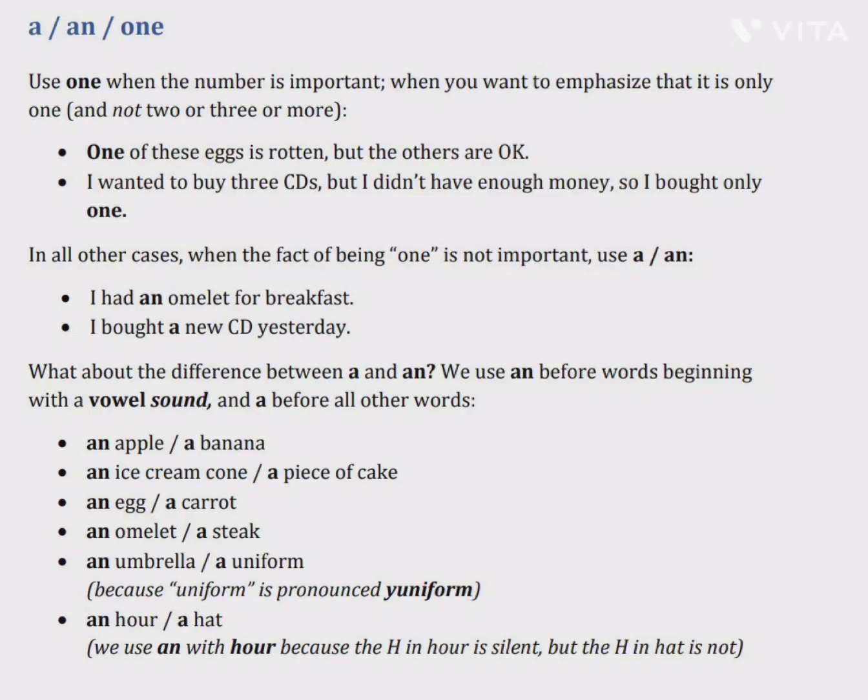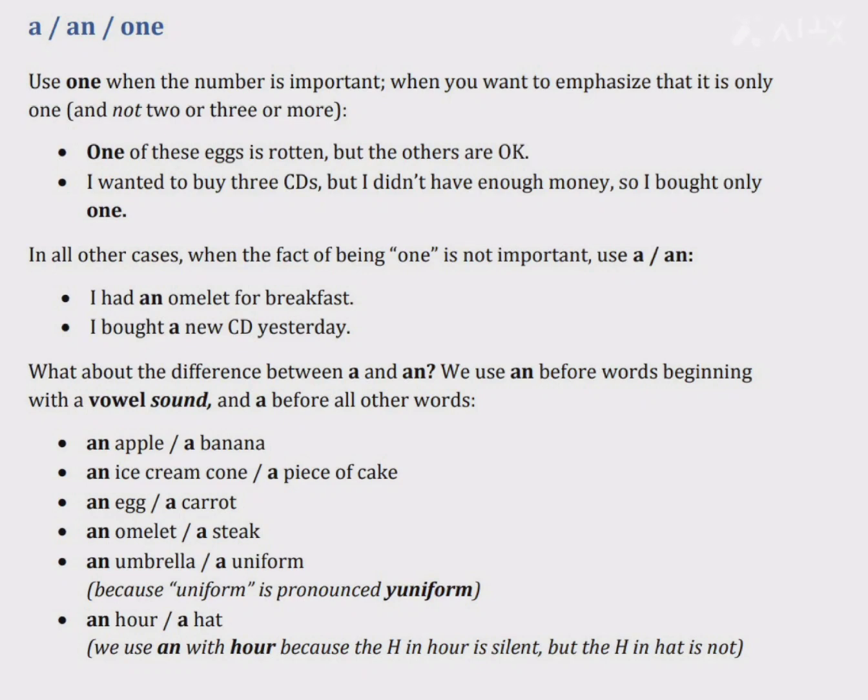While writing, you might be writing with U, but while pronouncing, we are pronouncing it like Y, okay? So that is the reason for the uniform we are not giving an. Though U is a vowel, we still have to give it a, as in a uniform, not an, okay? So that is the difference. And an hour, and a hat.